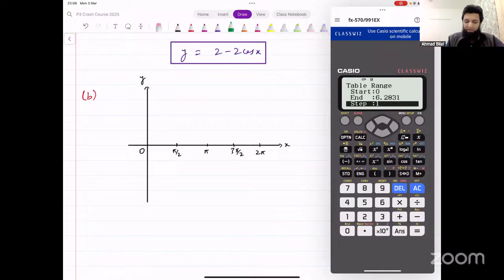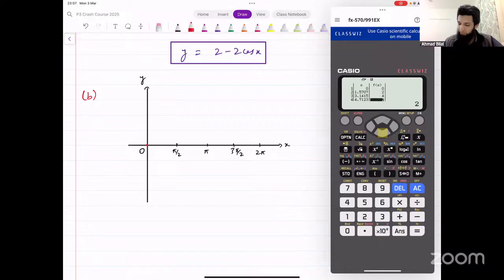So in this case, if I want values at an interval of pi over 2, I can use a step of pi over 2. Right, the interval, the gap between the values, that's going to be pi over 2. Let's input that here. And we've got this nice table. We can plot these values. At 0, we've got 0. That's the first value. And then at pi over 2, we have 2.